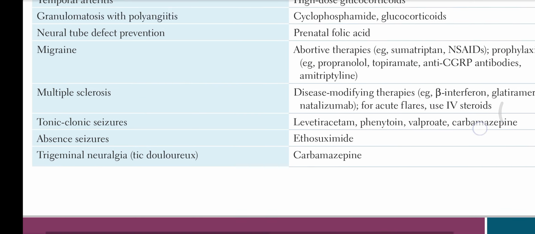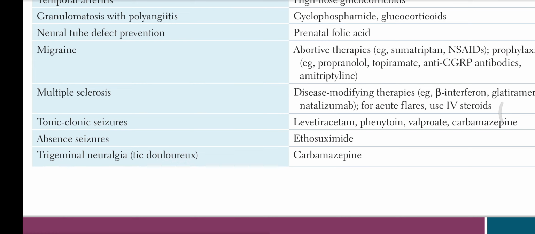Trigeminal neuralgia, that is tic douloureux: carbamazepine is given.